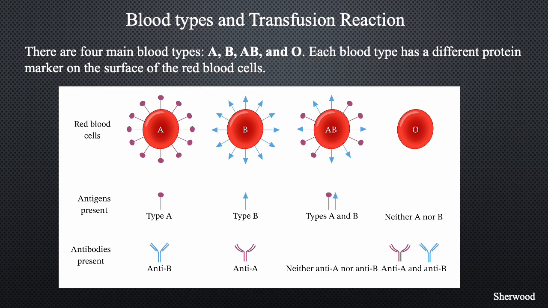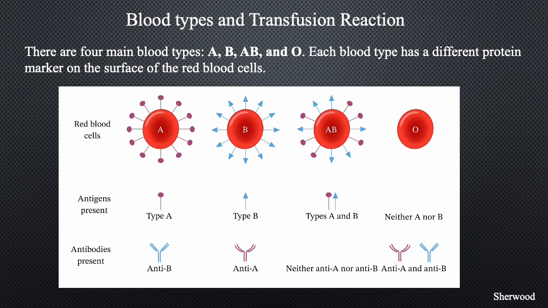So we can transfer type A blood to people with type A or AB blood. The type B blood could be given to people with either type B or type AB blood, while type AB blood is unique. It can be transferred only to people with type AB blood. The type O blood can be transferred to people with any blood type.